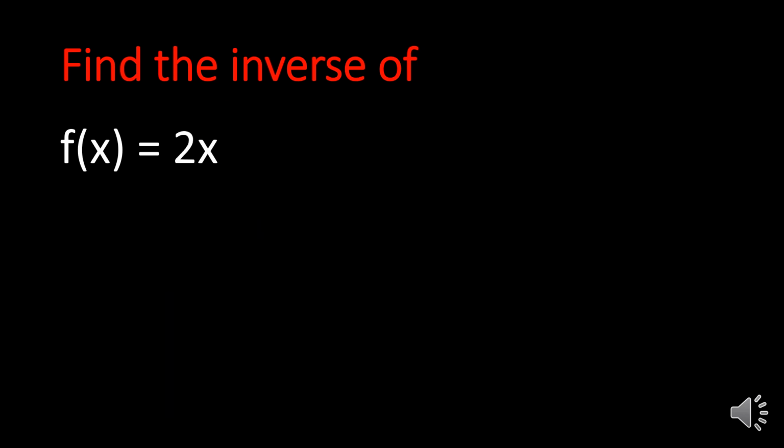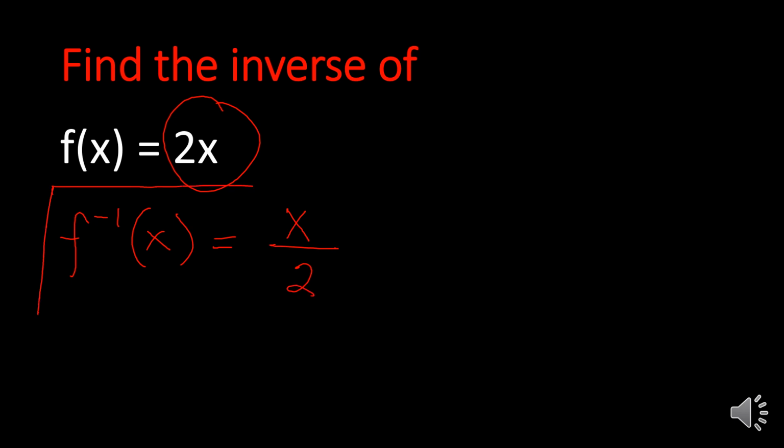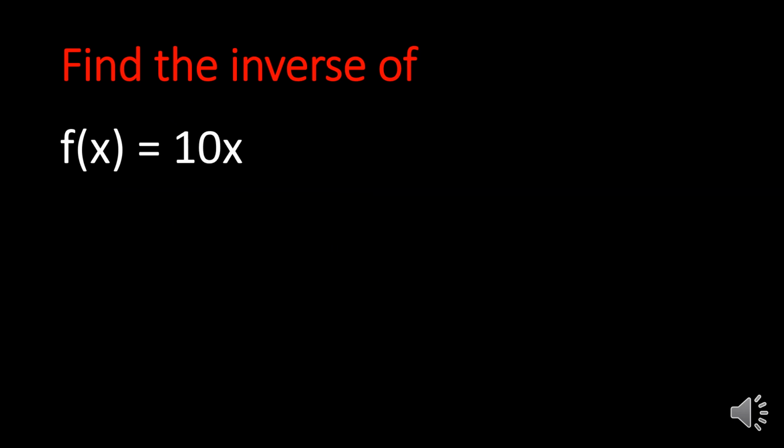Now moving on to the next example, we have f of x equal to 2x. Notice if you cannot see any operation in there, it is understood that we have multiplication. So doing the inverse of that, f to the -1 of x is equal to x divided by 2. So there you go. Next, we go for f of x equal to 10x. So f to the -1 of x is equal to x over 10.